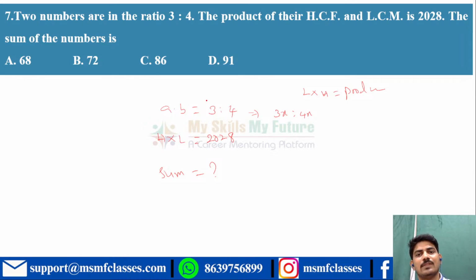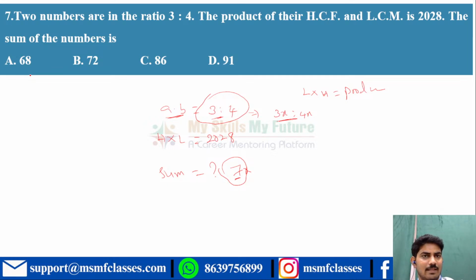So simply I will use a concept here. What I was asked in the question is the sum of the numbers. The sum of the numbers is A and B only, so the sum of the numbers will be 7x. So I will simply check whichever 7 multiple is present in the given options, and that will be my answer directly without solving anything.